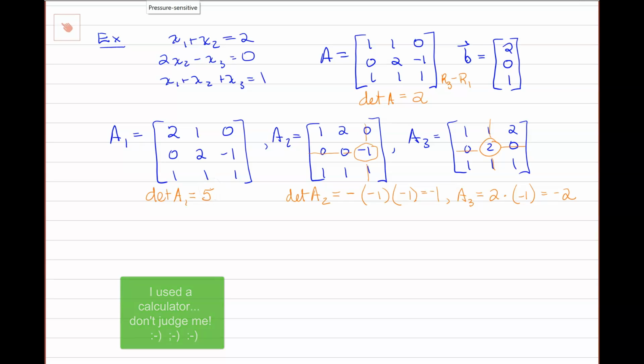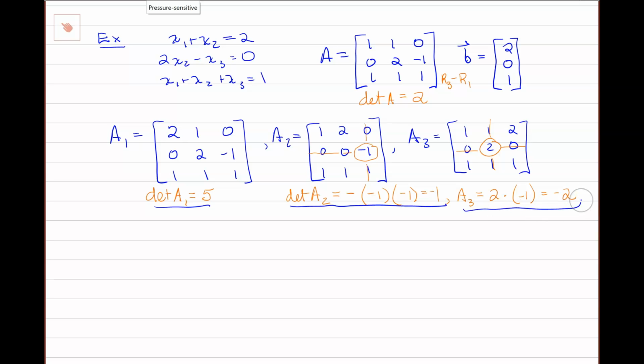All right, so we have our 4 determinant values that we needed. So that tells me that x1 is going to be 5 over 2. x2 is going to be negative 1 over 2. And x3 is negative 2 over 2. So that's just negative 1. And that's it. That's Cramer's rule. Pretty cute, right? That's all for now.